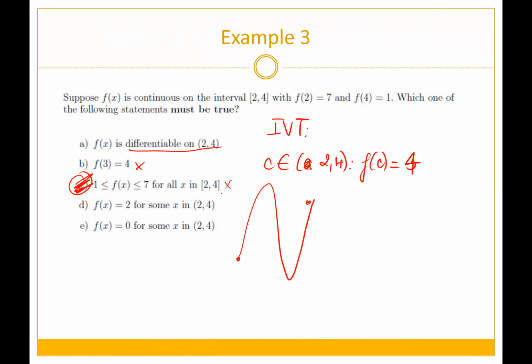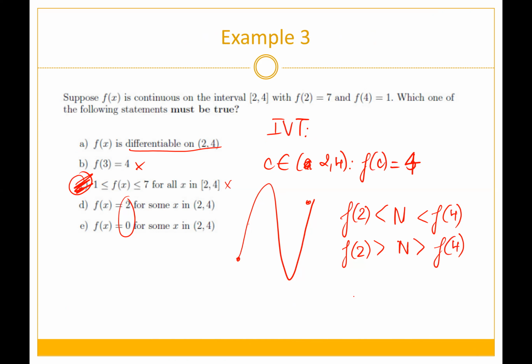Now let's look at D and E. They have a similar statement. It's just the value of f of x is different. Based on the intermediate value theorem, your value has to be between f of 2 and f of 4. It can be this way or it can be this way. Either way, it has to be in between. But f(2) is 7 and f(4) is 1. So the correct answer is D because 0 is not in the interval from 1 to 7.